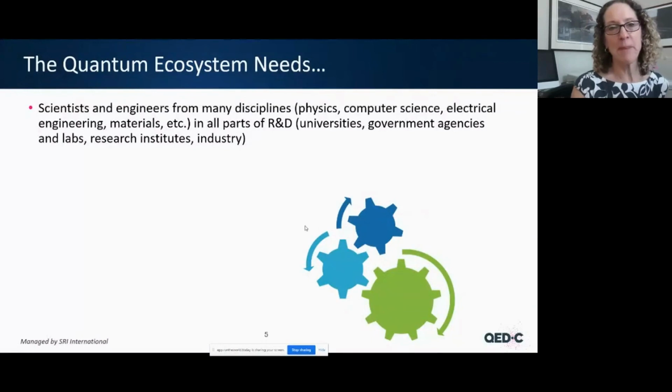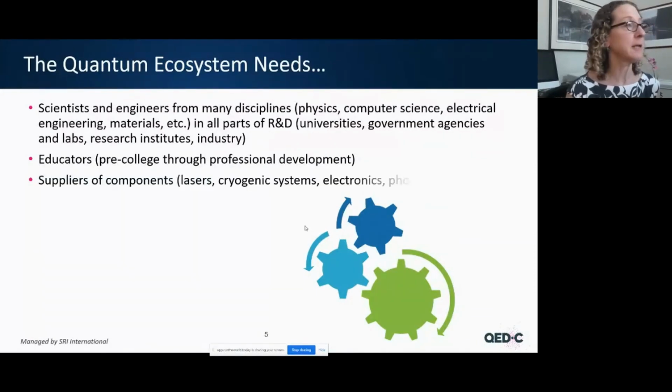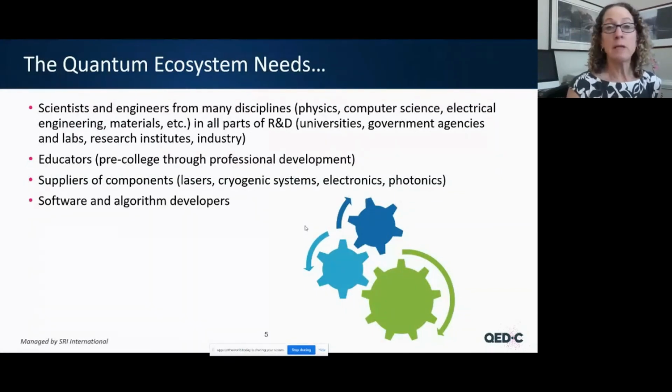but scientists and engineers from many disciplines, physics, but also computer science and other fields, and from all parts of the ecosystem. So wherever you are, there are opportunities. We need educators, of course, from early years through professional development for mid-career people who are interested in getting upskilled. And we need all these enabling technologies, so not just quantum. We need computer scientists. These systems, the quantum computers and everything, are not going to do much good if we don't have software.